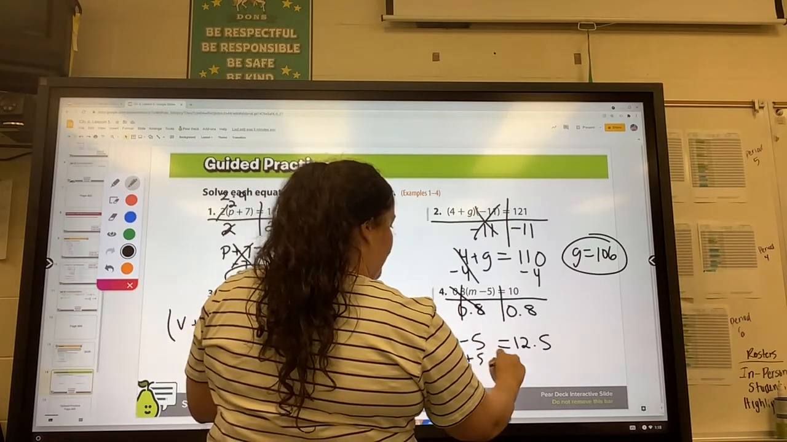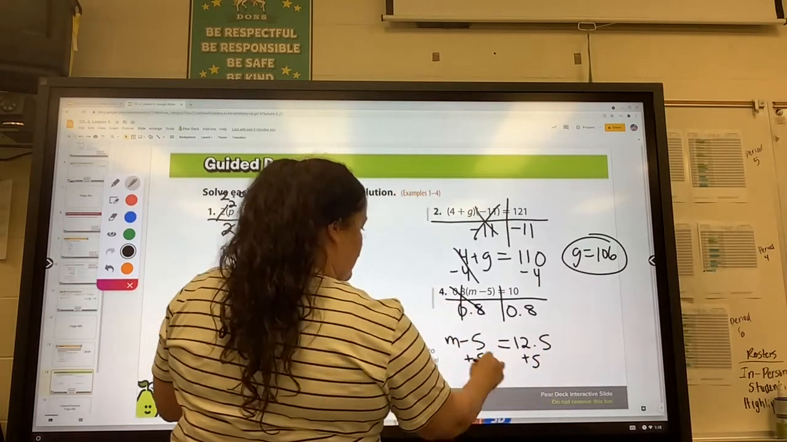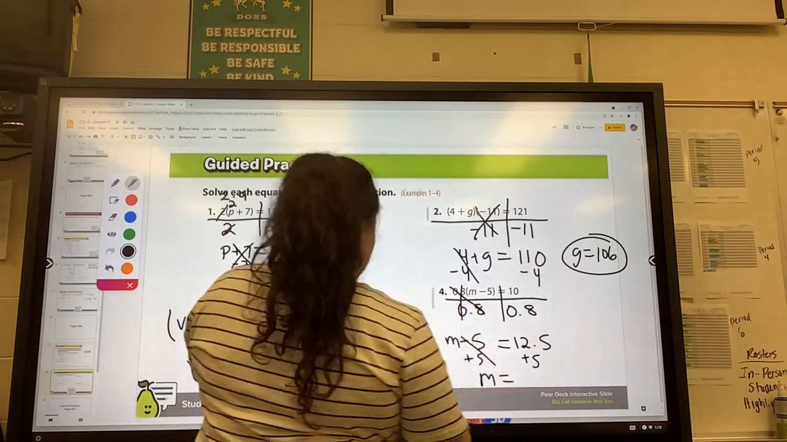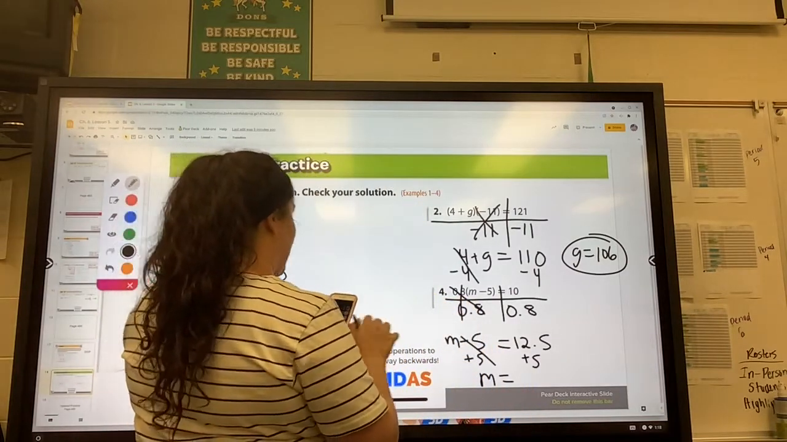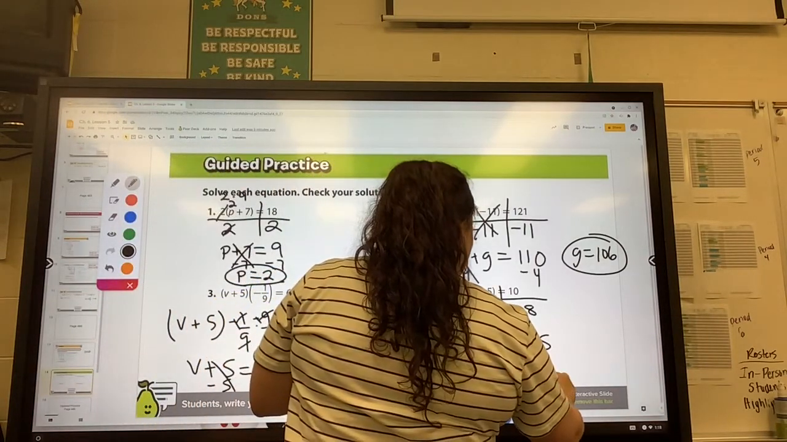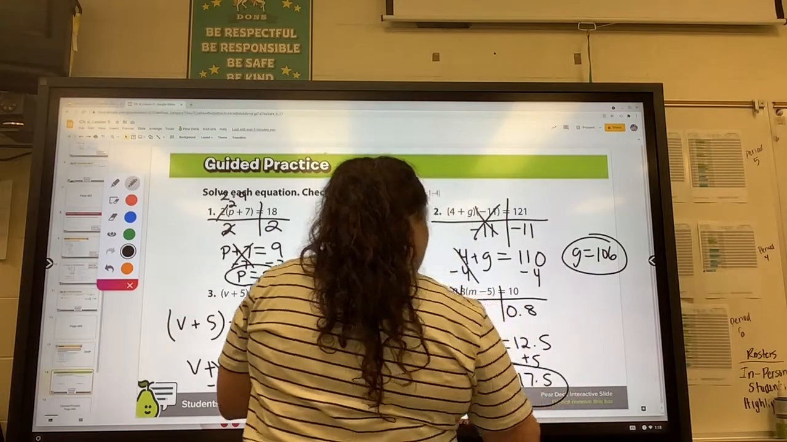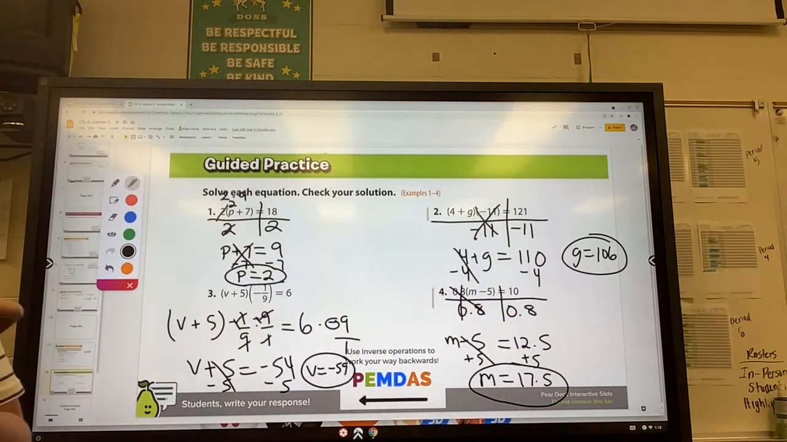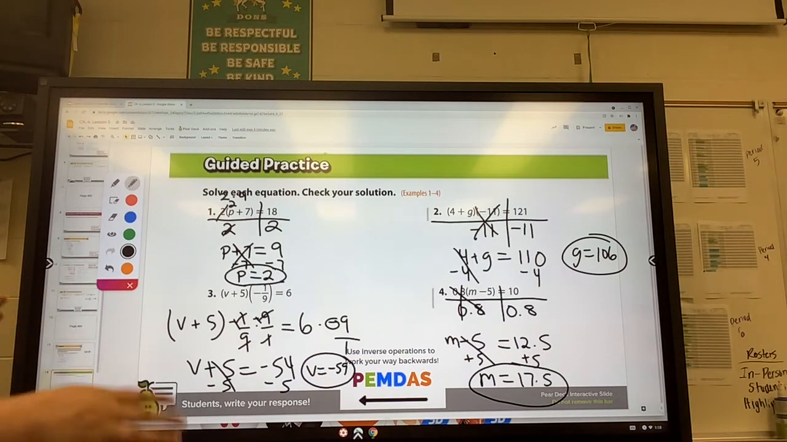So we add 5 to both sides. That would cancel. We would be left with m equals, I'm going to keep going, add 5 to that, 17.5. I don't like the decimals one as much, but you got to learn how to be able to do it without a calculator. You can do it by long division, just making sure you move the decimal over.